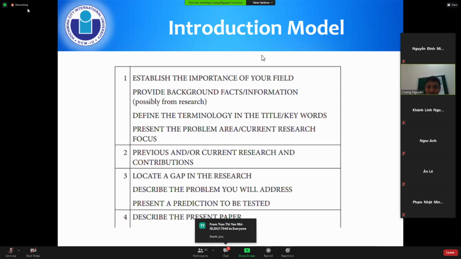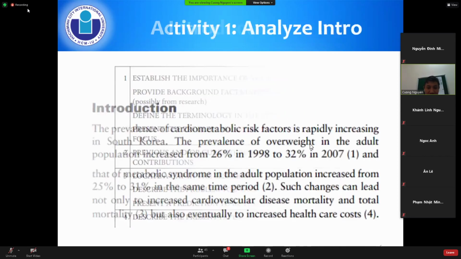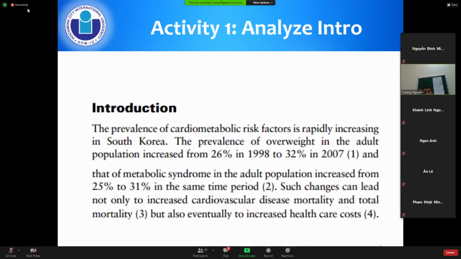Okay, now let's move on. Let's do one practice exercise before we move on to language for the introduction model. Now look at it. Again, this introduction section has 3 slides, and I want you to read very slowly, sentence by sentence, of each slide. Take your time.